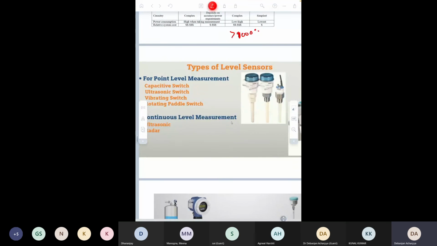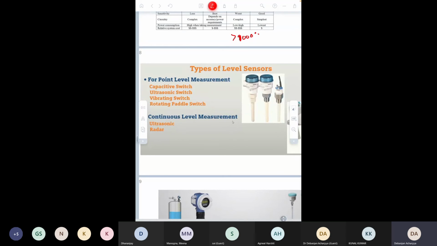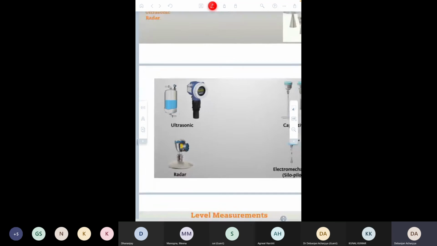Now another type of measurement is the level sensor. Level can be measured in two ways: point level and continuous level. Point level is a fixed level. For example, you have to measure some level in a water tank. That is a kind of point level. In continuous level, the level is continuously changing. The sensors include capacitive, ultrasonic, vibrating, and rotating paddle switch. These are examples of level sensors.